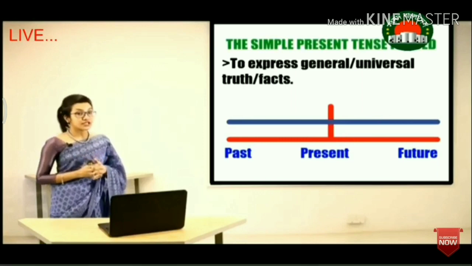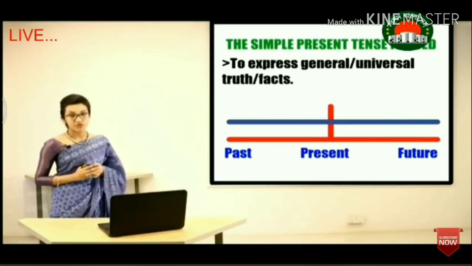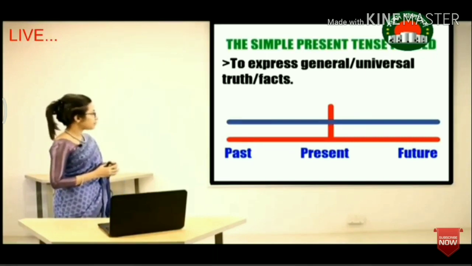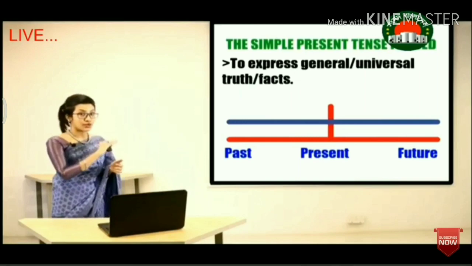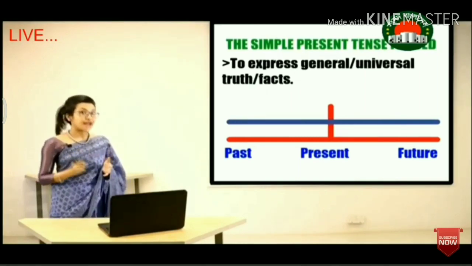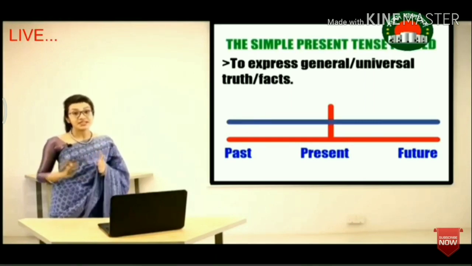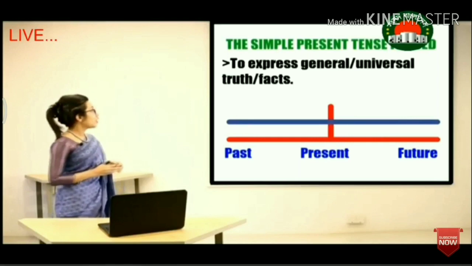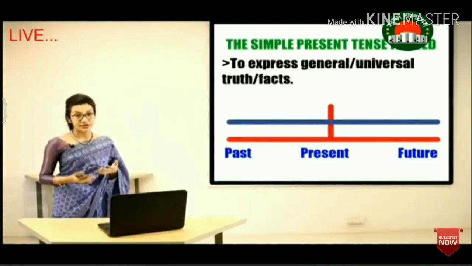The simple present tense is also used to express a general fact or universal truth. For example, in this line we can see that the line shown in blue color is going straight. That means it is something that is true at all times. It's a universal truth. For this reason, we are going to use simple present tense here.